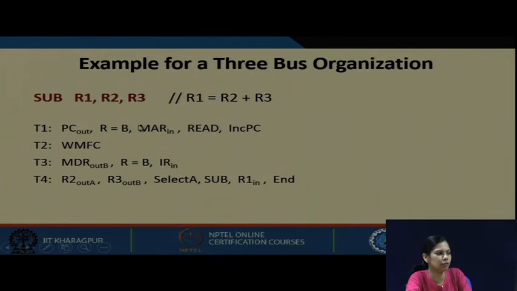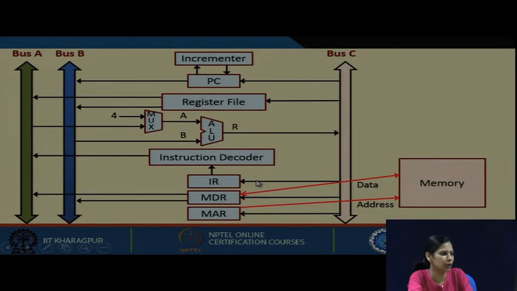In any case, if we have performed MAR in, we have to wait for memory function complete. We are waiting for memory function complete. Once this signal is available to the processor, then in MDR the data will be available. And we do MDR out B, R equals B and IR in. Let us see this. We do MDR out B. MDR out can be made available to A, also to B, but we are making MDR out B, then R is equal to B, and through this R it is going to IR in. So this is the path which it is following.